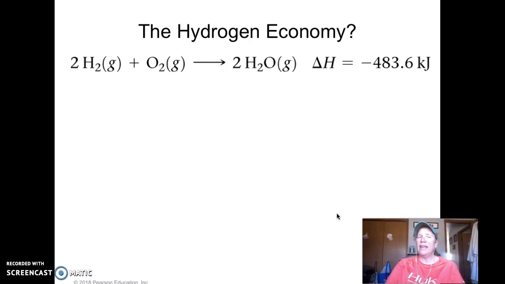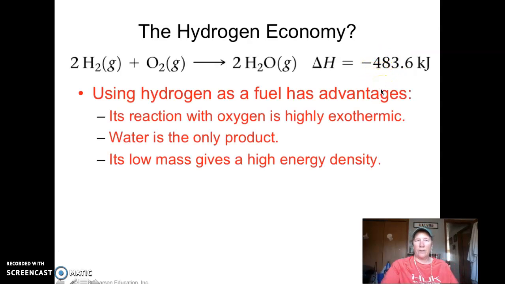Say if you take hydrogen gas and oxygen gas and produce water, you can see the change in energy, the heat, it's negative, so it's exothermic, 483.6. That's how many kilojoules of energy you get. So using hydrogen as a fuel has some distinct advantages. Its reaction with oxygen is highly exothermic. It releases a lot of energy.